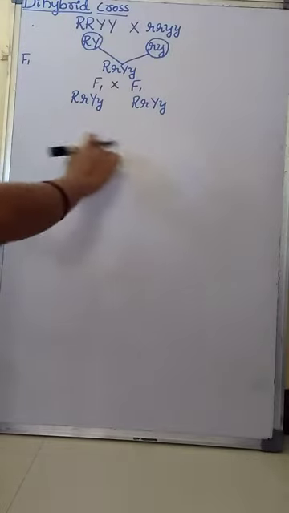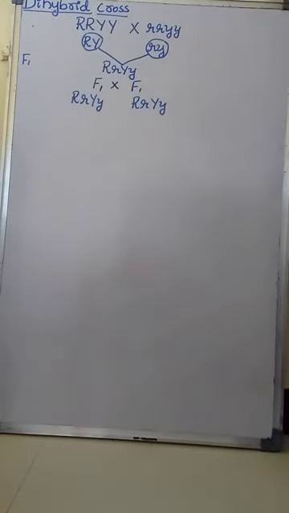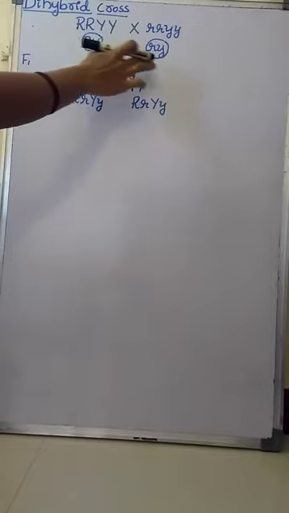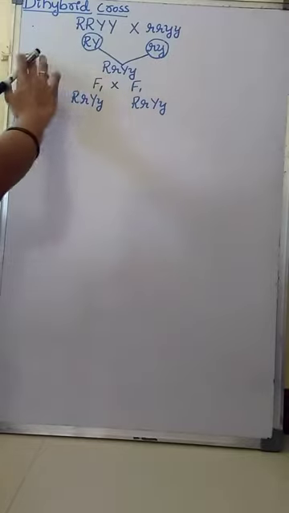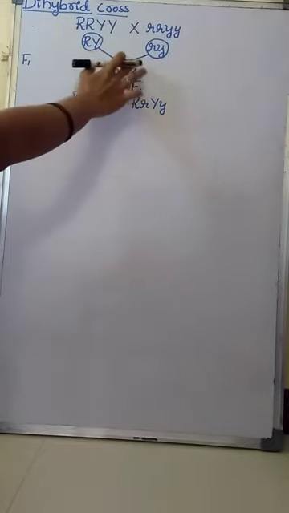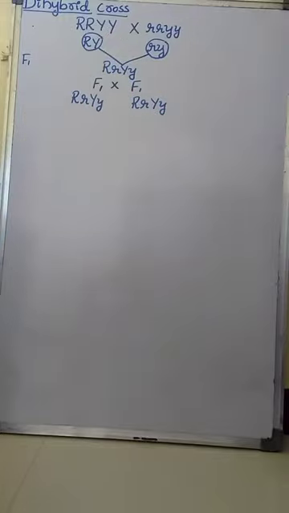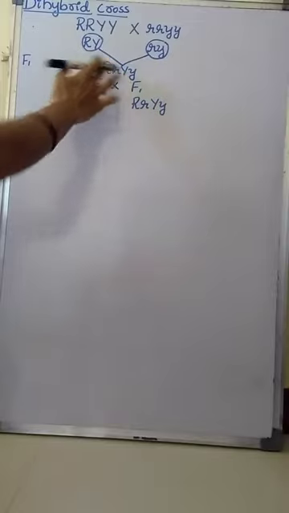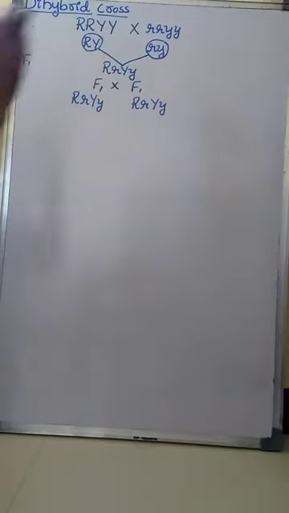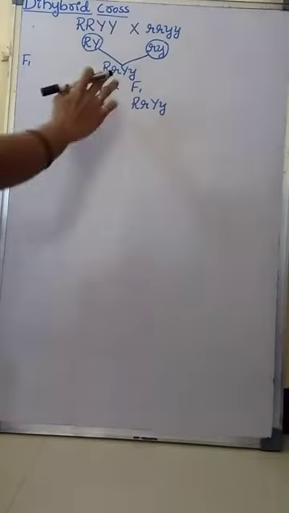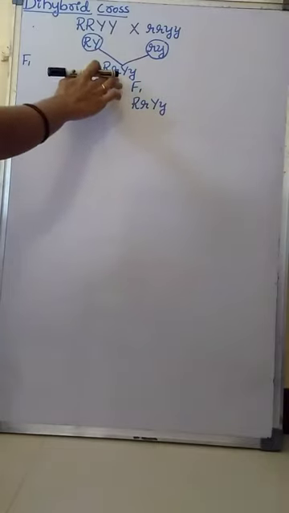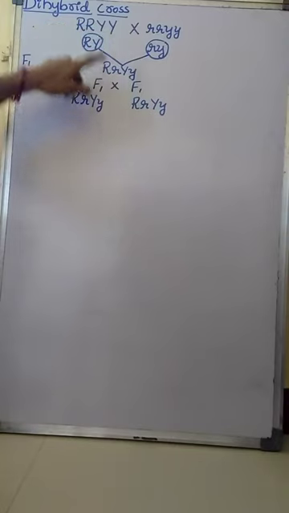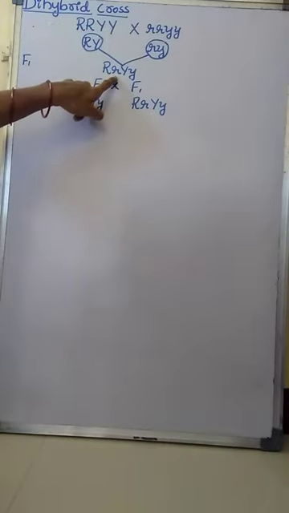These things we have discussed in the last class: how we have to take the genotype of the parent, then what types of gametes are produced, then the F1 generation. In the F1 generation we can see the hybrid; the character is round yellow, but it is hybrid. This condition is called heterozygous condition. The earlier one is homozygous condition and this one is called heterozygous.